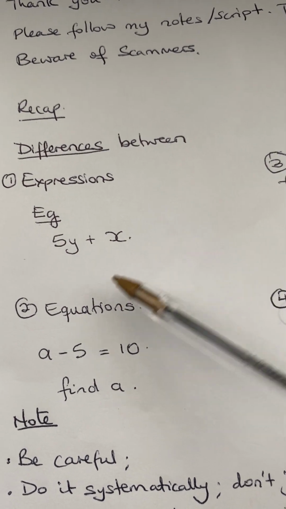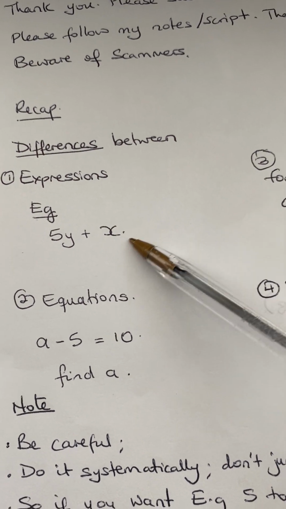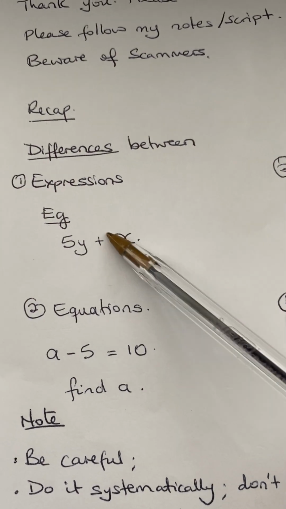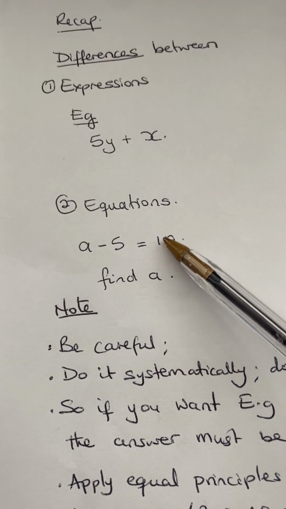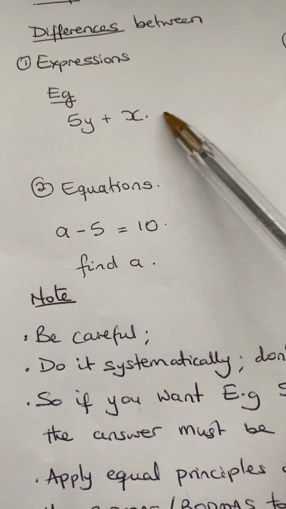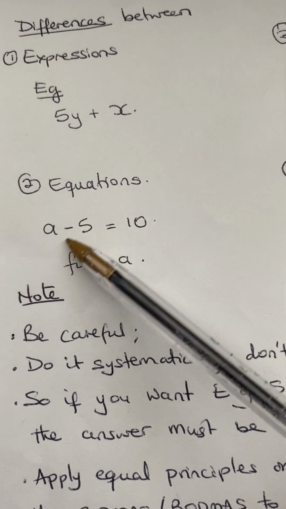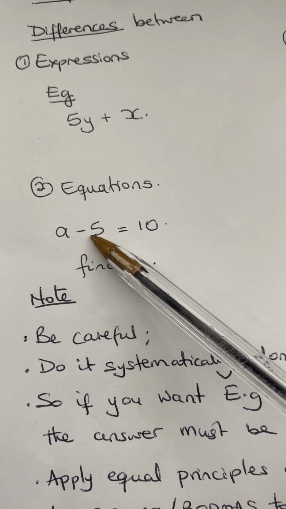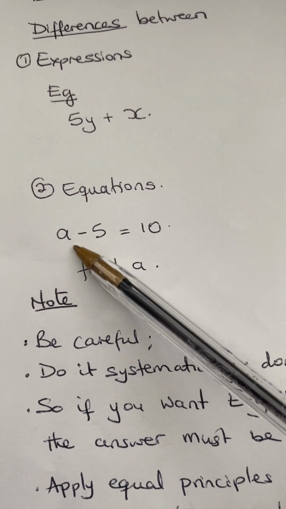A plus B is a mathematical expression. Okay, so if you know A and you know B, then you can find what A plus B actually is. Beyond that, it is an expression. Equation. So if you have 5y plus x equals 10, then it becomes an equation. So here they can give you a minus b equals 10, but here we have a minus 5 equals 10. Find a. This is an equation.